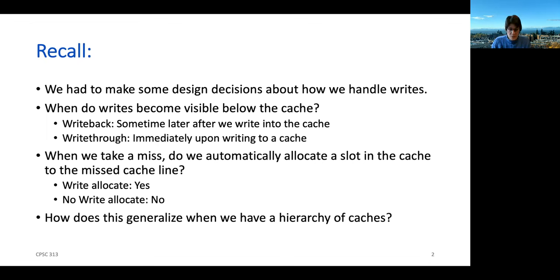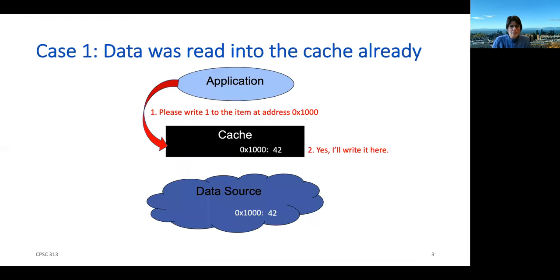The second set of decisions we had to make was what do I do when there's a miss? And so there's data in the source. Do I move it up into the L1 and then write it there? Or do I leave it in the source and just update it there? So let's review what those look like.